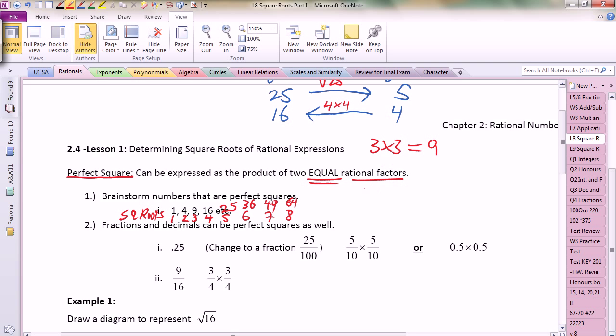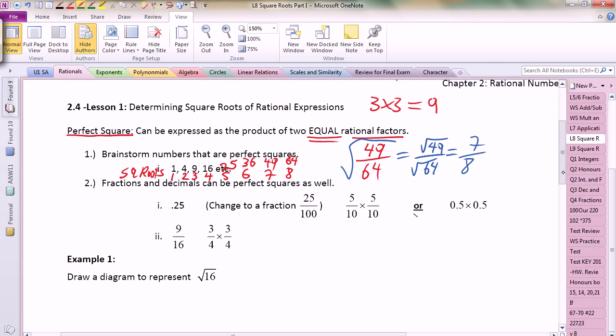So if we have a fraction like 49 over 64, if we're going to square root that fraction, that's the same as writing the square root of 49 over the square root of 64. So we have 7 over 8. So we square root the top, we square root the bottom.